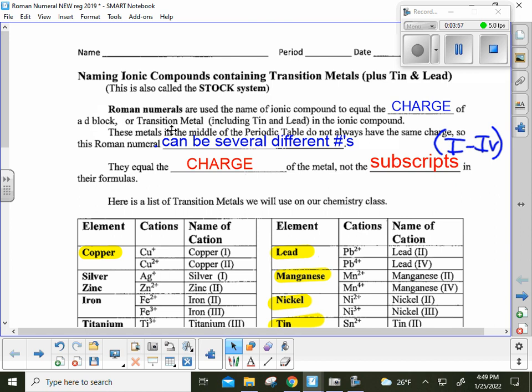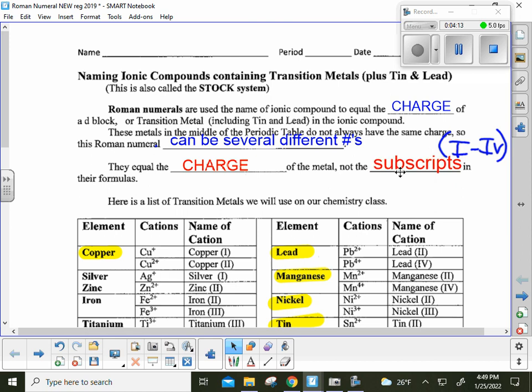These metals in the middle of the periodic table do not always have the same charge, and they don't always lose the same number of electrons. So this Roman numeral can be several different numbers, okay? They equal the charge of the metal, but not the subscripts that are used in the formula, okay? And a lot of times with the ones we're doing here, we're going to be anywhere from 1 to 4.